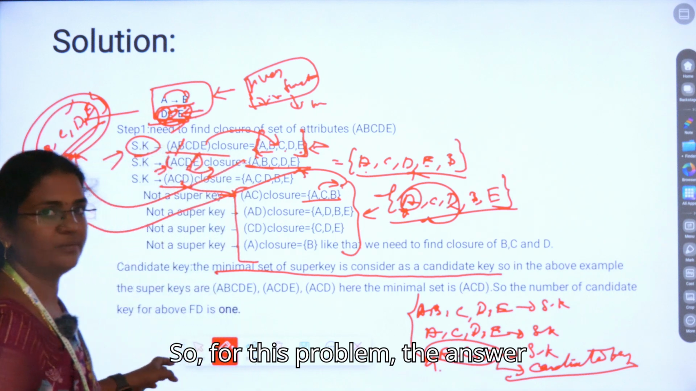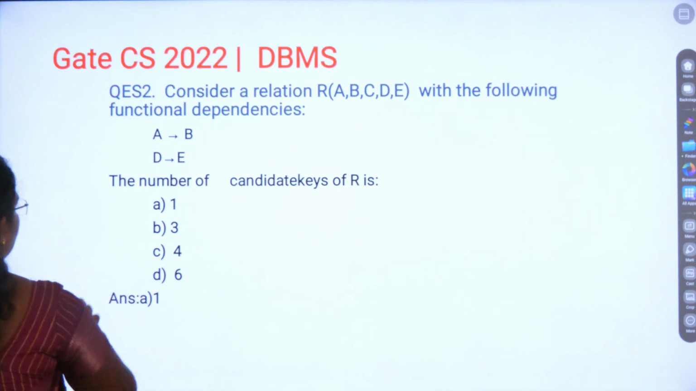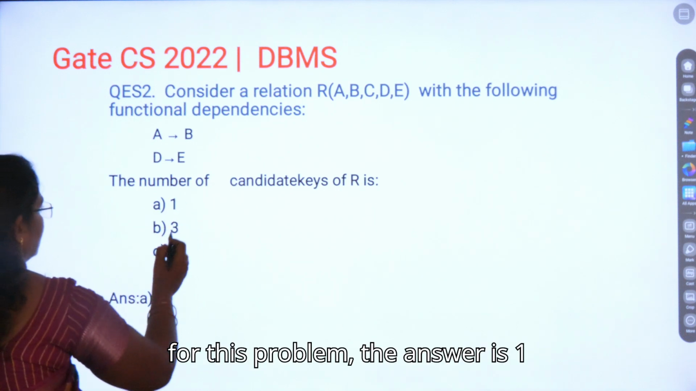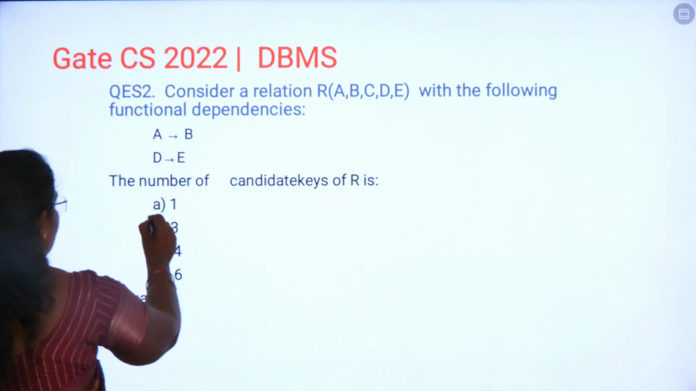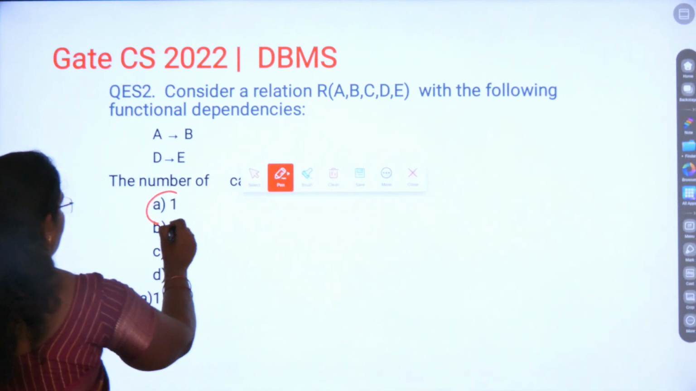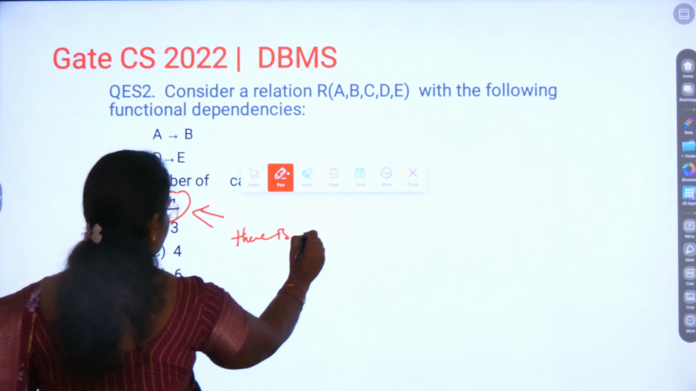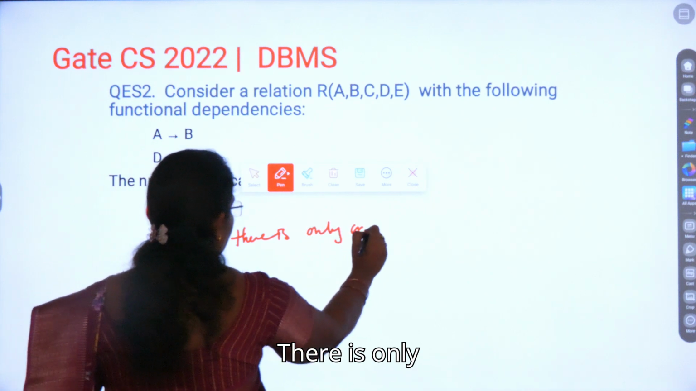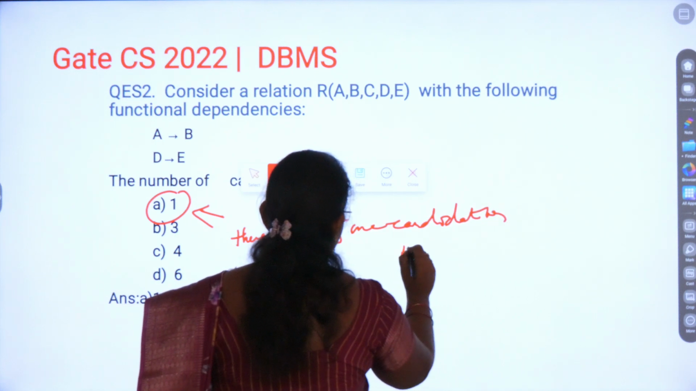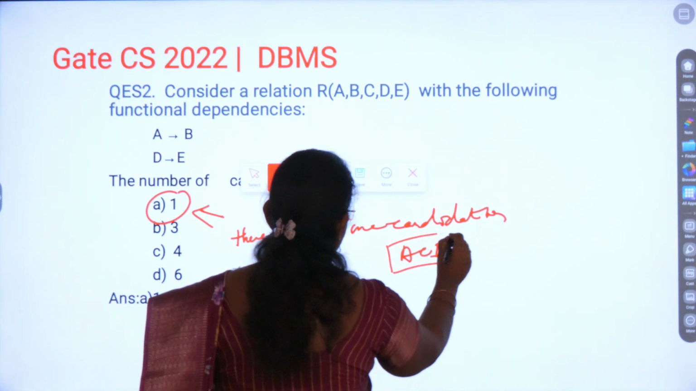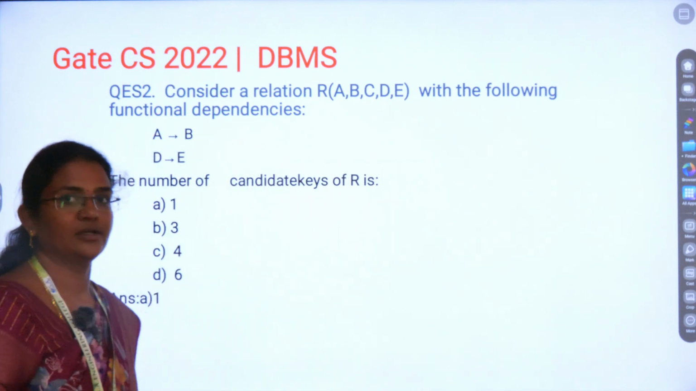So for this problem, the answer is one, because there is only one candidate key, ACD. Thank you all.